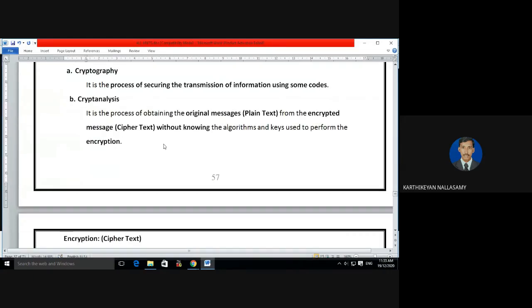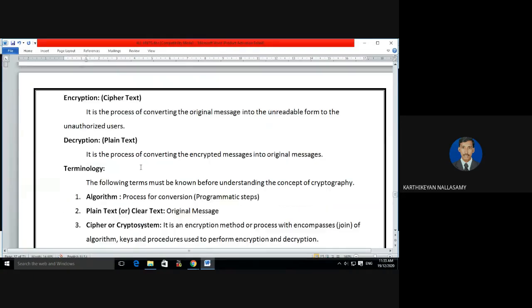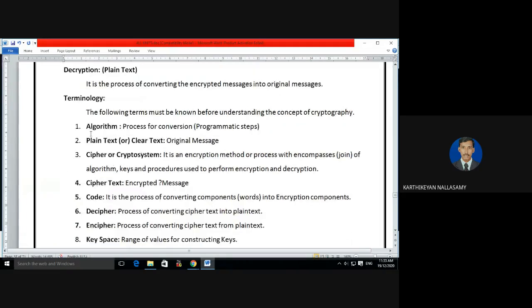Okay, so then you know what is encryption, what is decryption, and what are the different kinds of terminologies you must know. The algorithm: we are going to use different kinds of algorithms for converting plain text into ciphertext and ciphertext into plain text. Plaintext means the original text, and cipher or crypto system means an encryption method to convert the plain text into ciphertext.